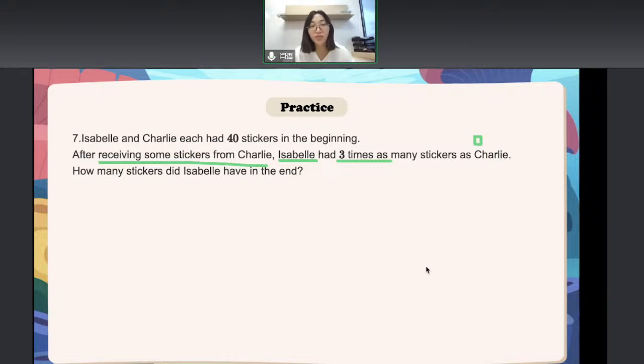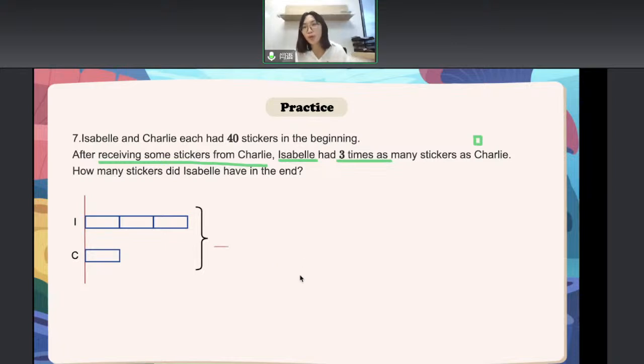Okay, now draw the model. Firstly, write down the name. And here, I do suggest to everyone you can just draw a straight line here, okay? Here, start from 1 unit. Isabel had 3 times as many stickers as Charlie. That is, Isabel had 3 units. 1, 2, 3. Then label. Okay, question, what is the sum?